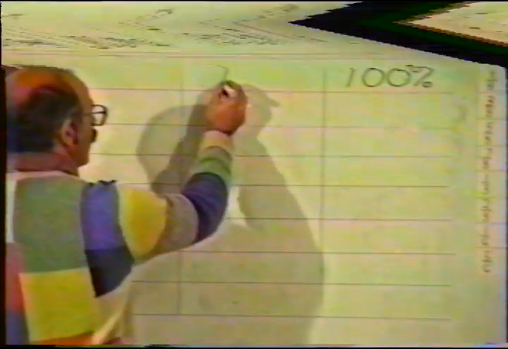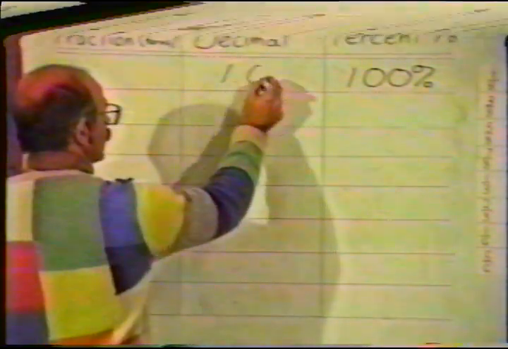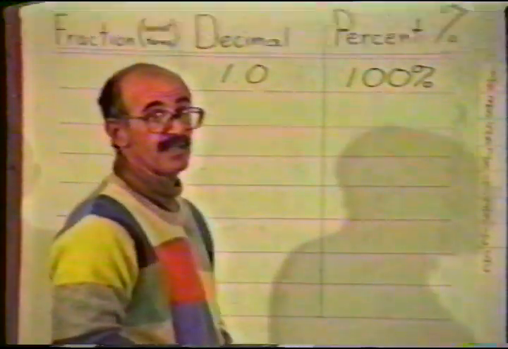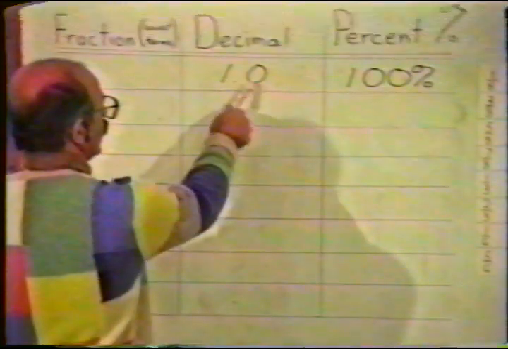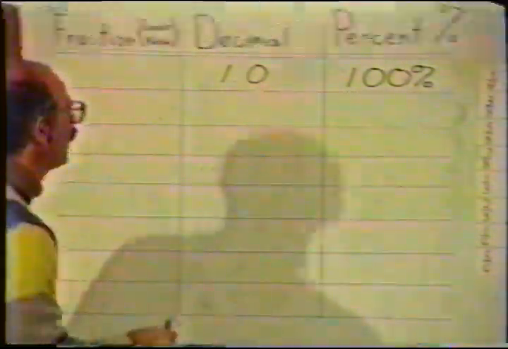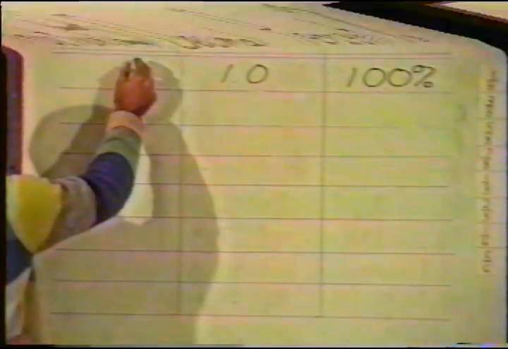And we get 1.0. And that shows us that if we ate 100% of the pizza, we would have eaten 1 pizza, 1 whole pie. And as a fraction, we'll just write it as the number 1.